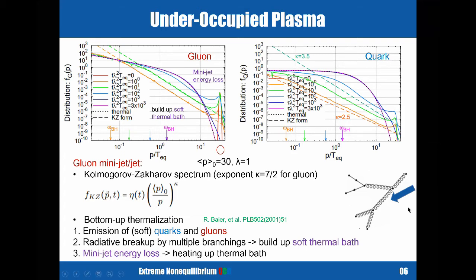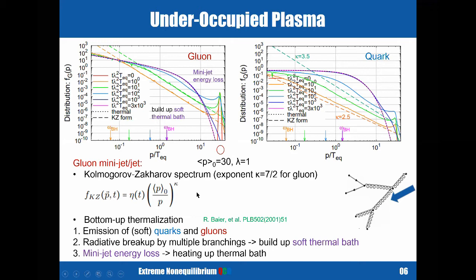Here is a cartoon of this process, which builds up the soft thermal bath from soft scale to slightly higher scale. And finally the mini jet loses energy until it eventually reaches thermal equilibrium. During this evolution, we can see from the spectrum that in the log-log plot it is a negative straight line, which means the spectrum follows a power law.